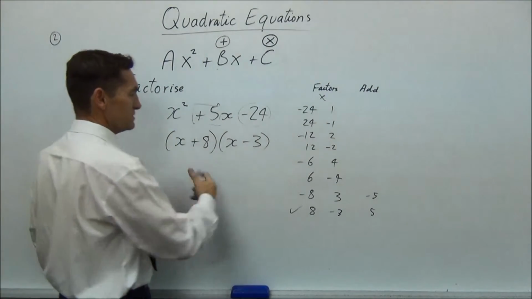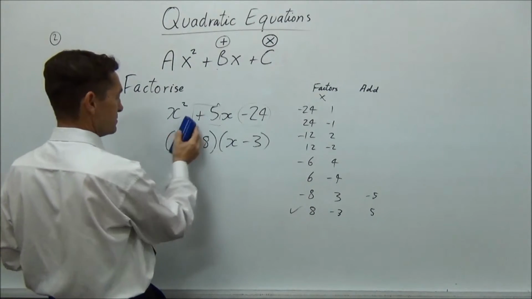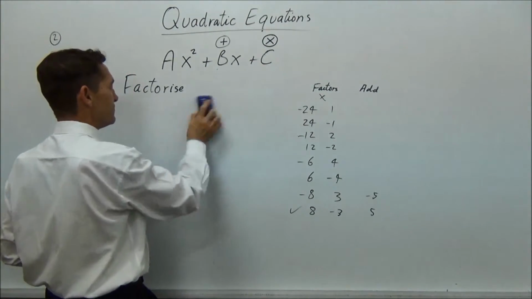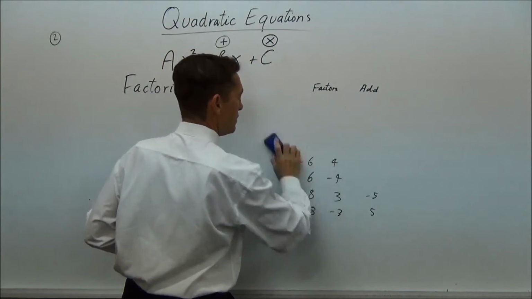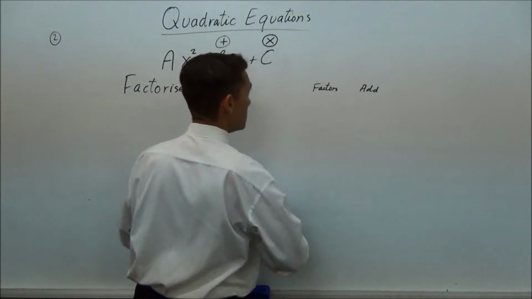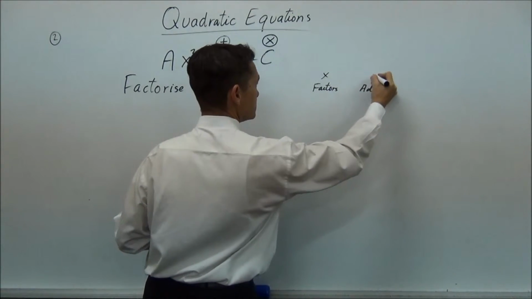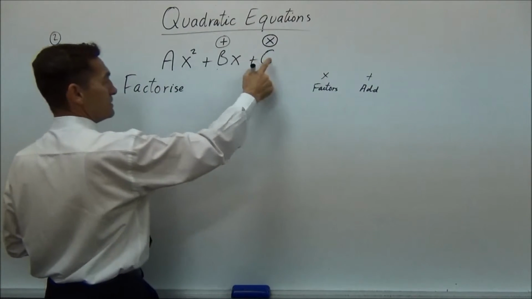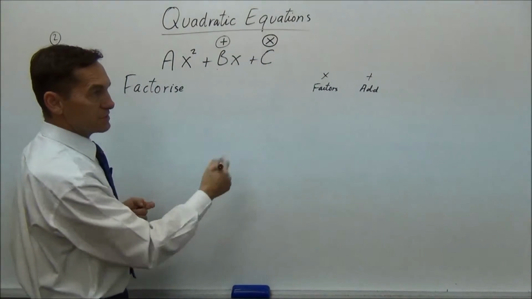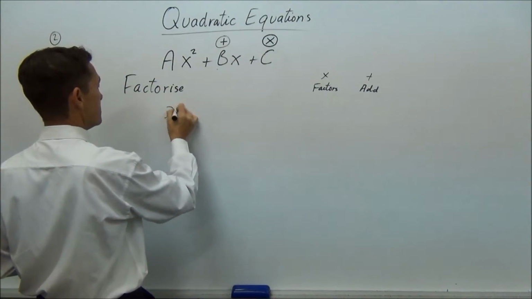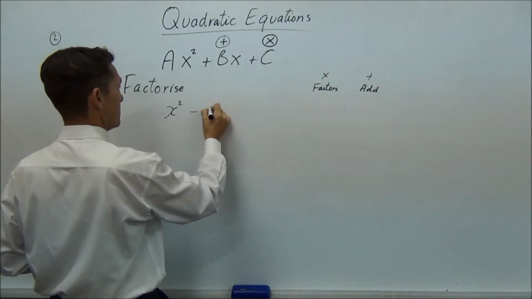Let's do another one. So this time we put the minus somewhere else, so we might put the minus over here this time. The factors, we're multiplying to this and we're adding over here, multiplying to this first number. So what have we got? Minus 4 and plus 3. So x squared minus 4x plus 3.